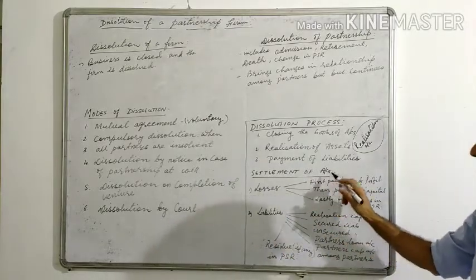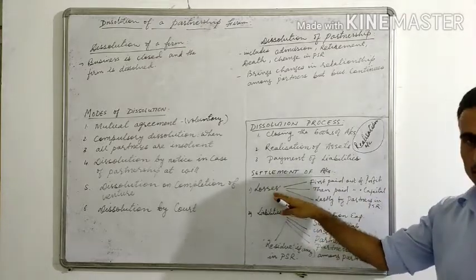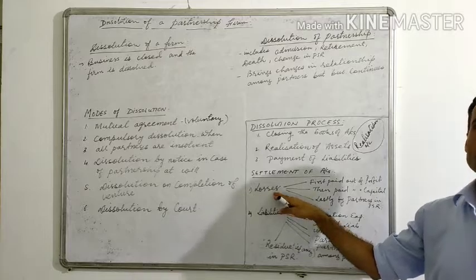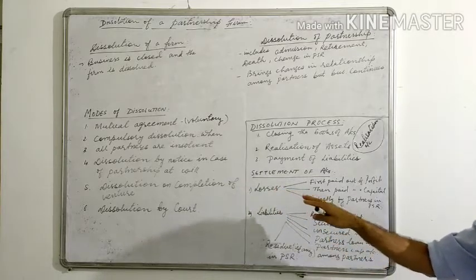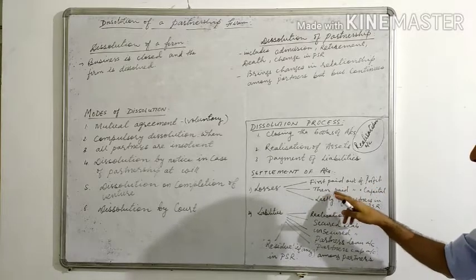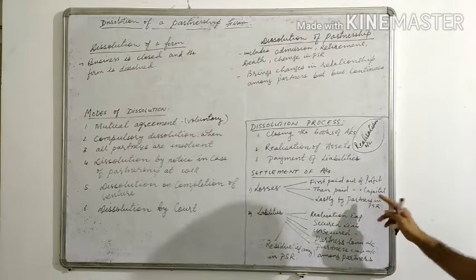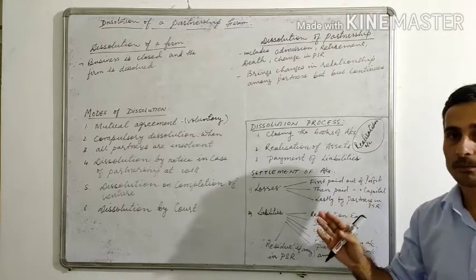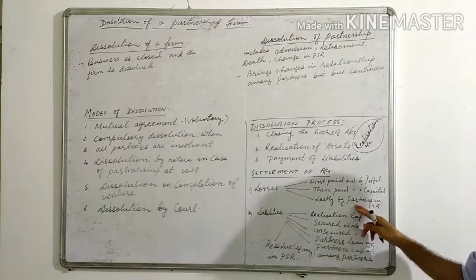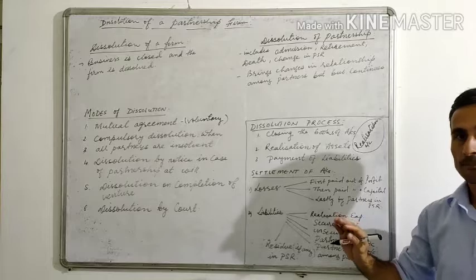Then comes the settlement of accounts. How are the accounts settled? Now if there is a loss or maybe a deficiency of capital, then these losses should first be paid out of profit, then out of capital, and lastly they are paid by the partners in profit sharing ratio. That means the partners will pay from their own funds, by selling their personal property or by bringing in their own capital, their own money, and then pay these losses.